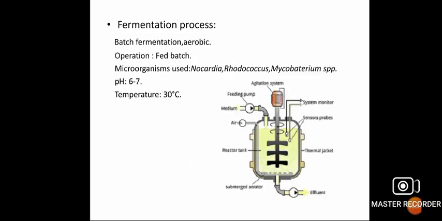For this, the fermentation process involves batch fermentation, which involves media along with the aerobic process, and operation is fed batch. The microorganisms used are Nocardia, Rhodococcus, and Mycobacterium species. pH is maintained at 6 to 7 and temperature is 30 degrees.